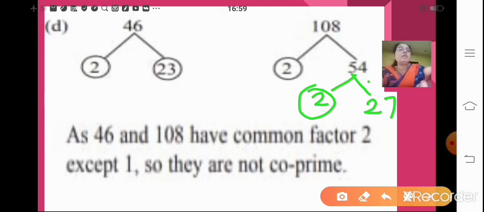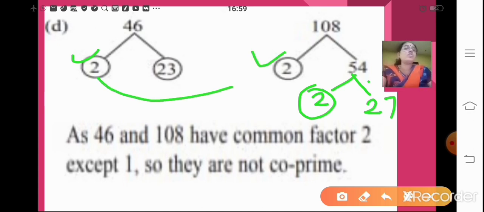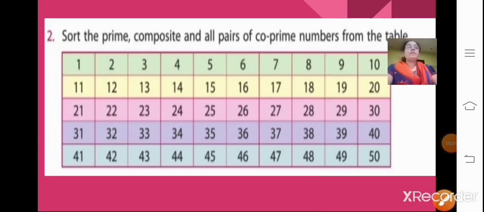Now here the number 2 and here the number 2, these two are common factors. So as 46 and 108 have a common factor, that is 2, apart from 1, they are not co-prime numbers. Here 46 and 108 have a common factor between them, that is the number 2. So they cannot be called co-prime numbers. Okay, coming to the next question.